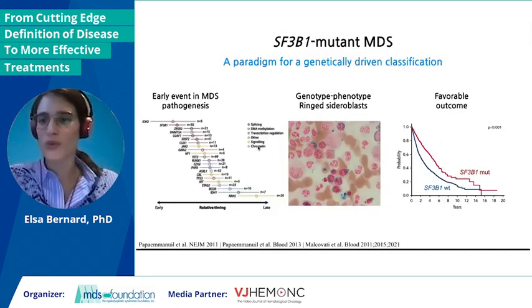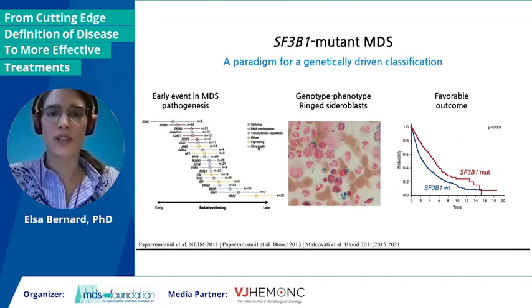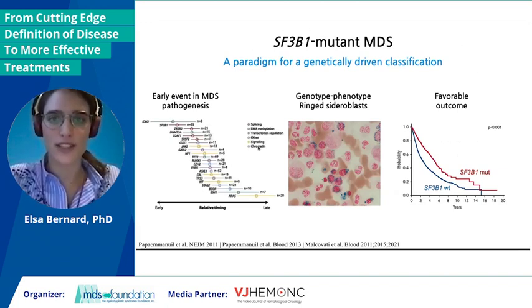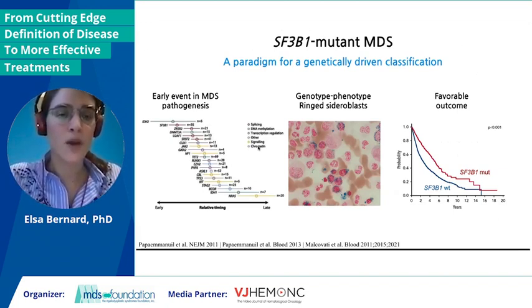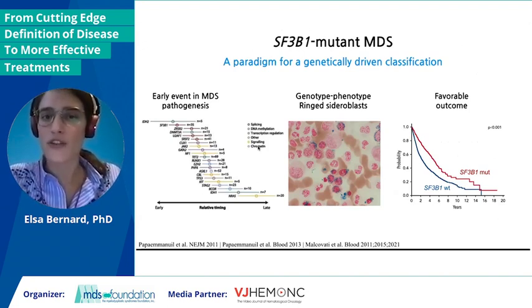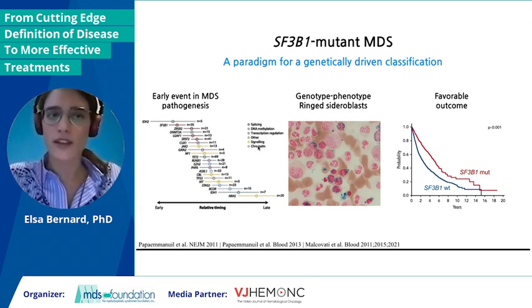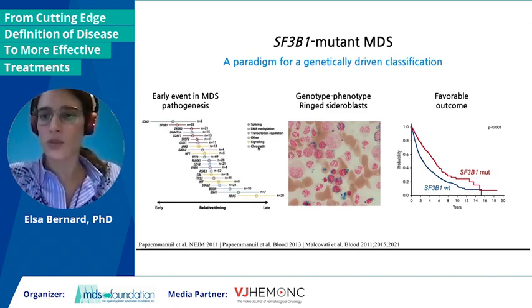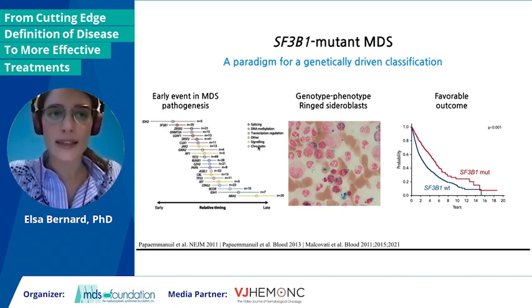Beyond the cases with no recognized driver mutation, the first well-recognized molecular marker I would like to mention is of course SF3B1 mutant MDS, where mutations in SF3B1 are really a good candidate marker for MDS classification. They are frequent in MDS, so half of MDS patients do have splicing factor mutations, and the most frequent are mutations in SF3B1. They are a frequent early event in MDS pathogenesis, and they also strongly dictate disease phenotypes associated with ineffective hematopoiesis, and strongly associated with the presence of ring sideroblasts.